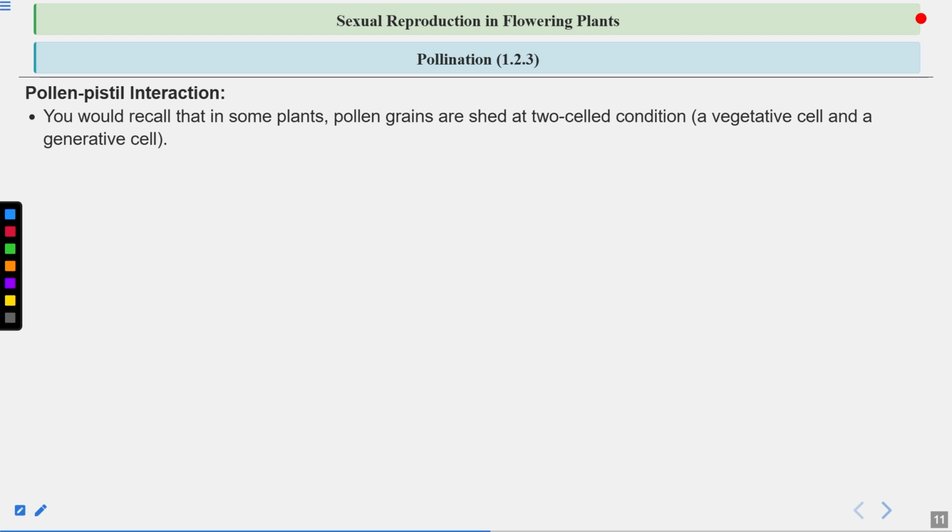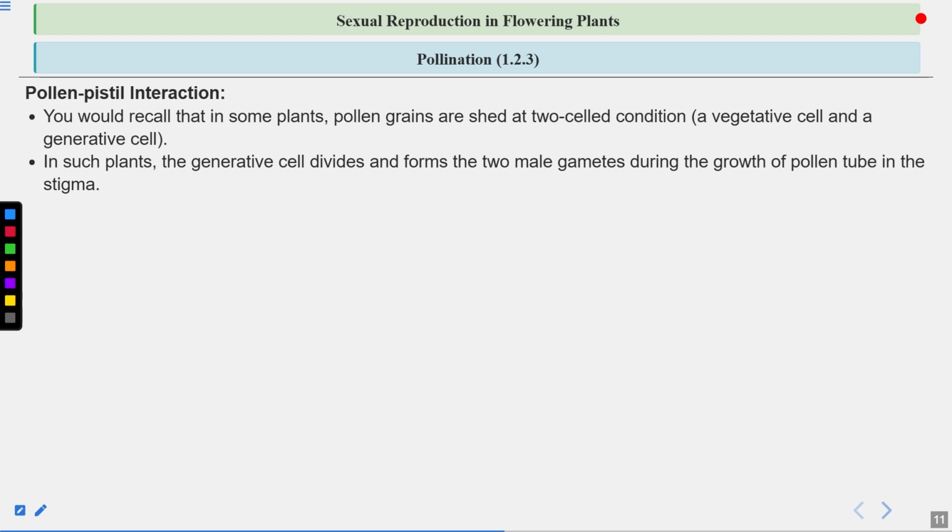Now here, the two-celled condition, a vegetative cell and the generative cell, majority of the flowering plants shed pollen at the two-celled condition. In such plants, the generative cell divides and forms the two male gametes during the growth of the pollen tube. They are talking about the two-celled condition, the pollen grain that is shed off at the two-celled condition.